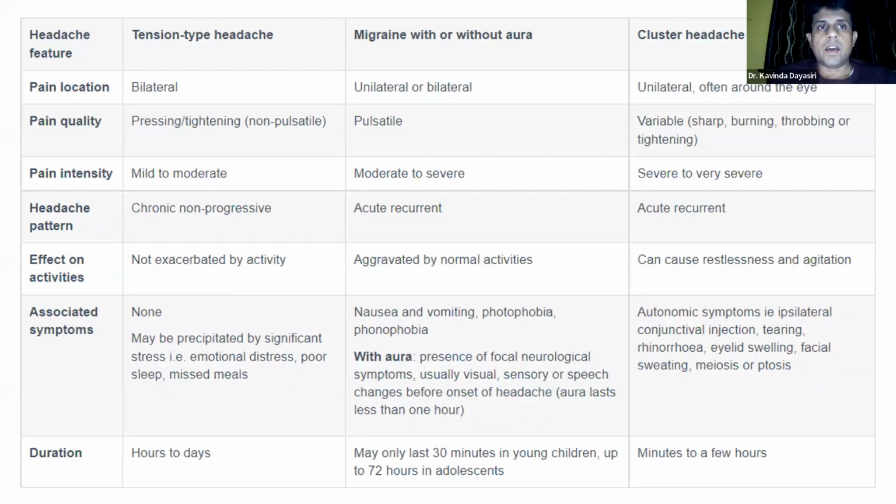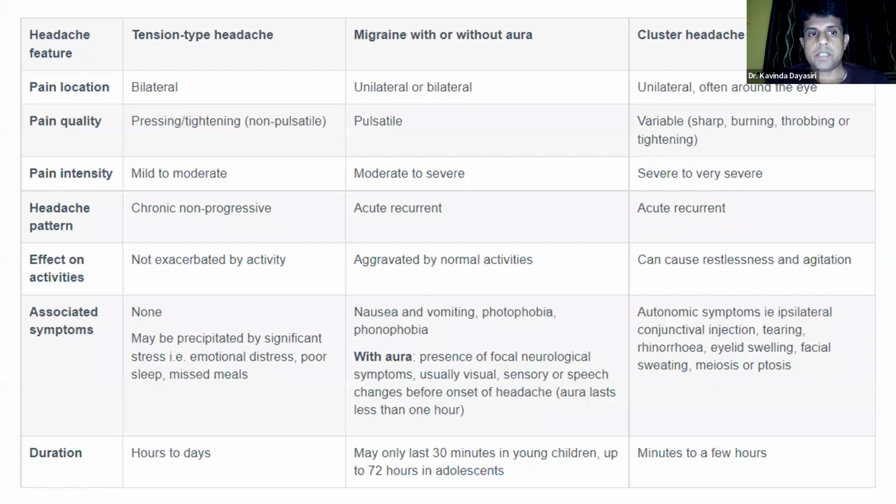If you look at the other two common types of chronic headaches, tension headaches and cluster headaches, there are several important differences by which you can compare those three. Taking location, migraine can be unilateral or bilateral, tension headache is usually bilateral, whereas cluster headache is often unilateral. For quality of pain, tension headache is band-like and non-pulsating, whereas migraine is a pulsatile headache. For intensity, cluster headaches are the most severe, tension headaches the least, and migraine has an intermediate intensity of pain.